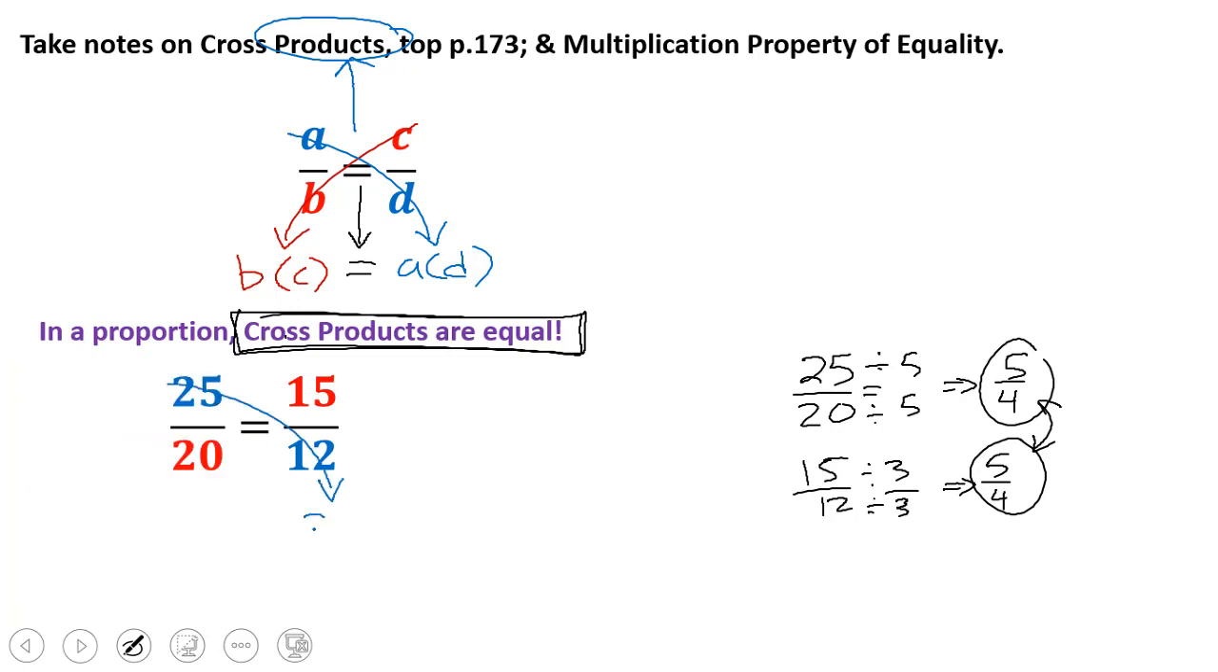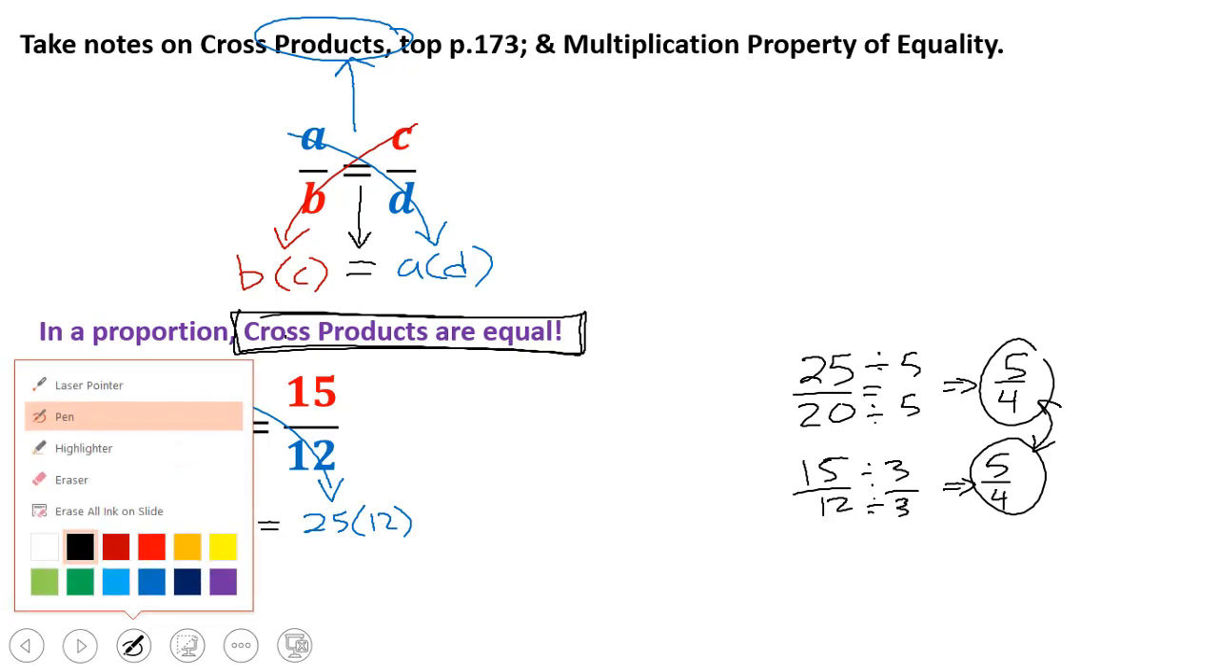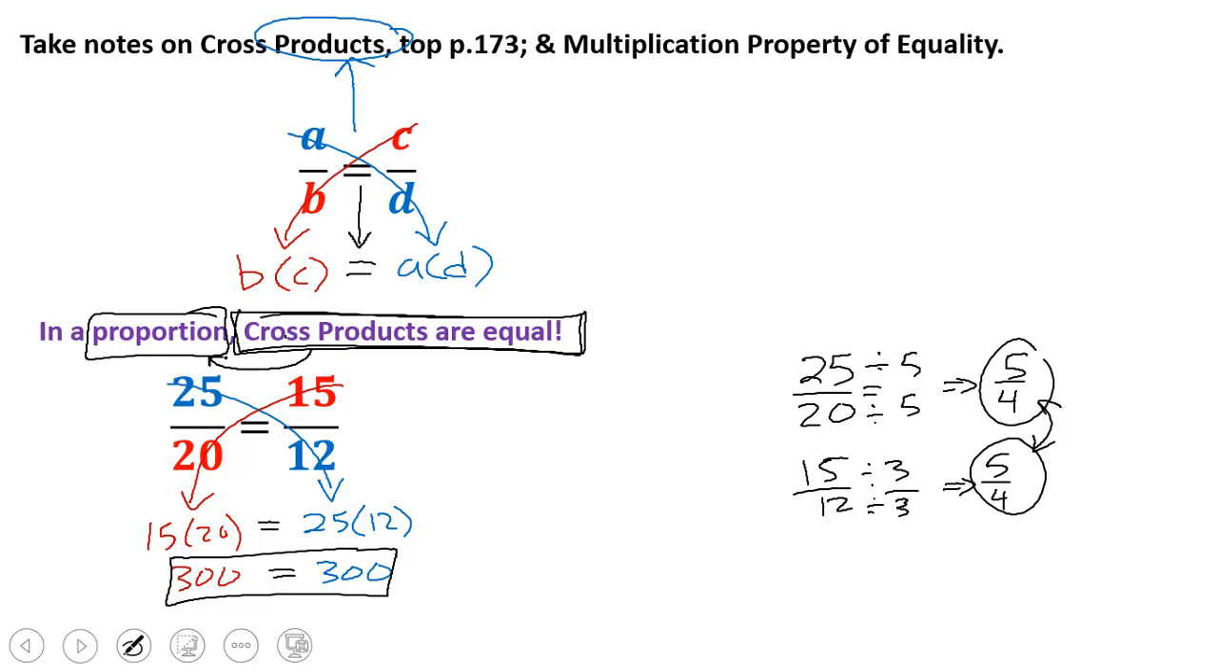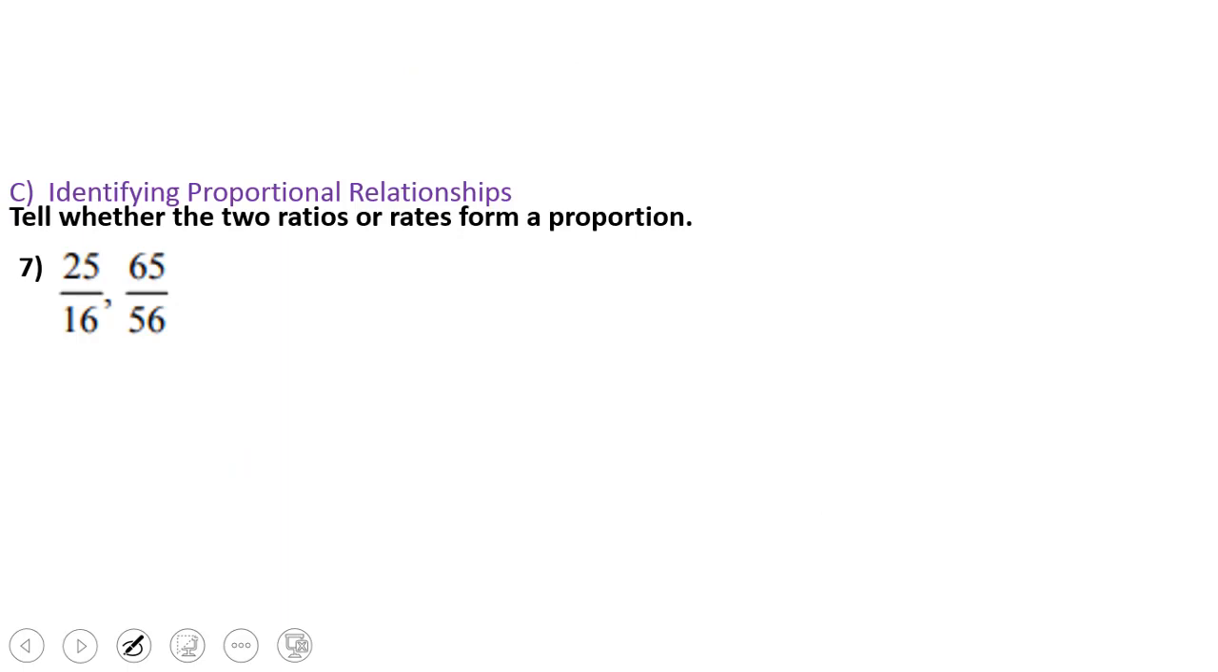So now I can go to my cross products. And I can say 25 times 12 has to be equal to 15 times 20. Because 15 times 20 is 300, and 25 times 12 is 300. These quantities are equal. So we do have a proportion. Every time you have a proportion, cross products are equal. Every time you have cross products that are equal, you have a proportion. Ladies and gentlemen, let's do some examples by identifying proportional relationships.